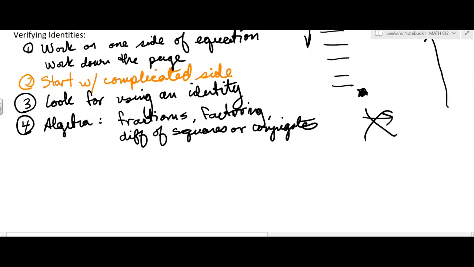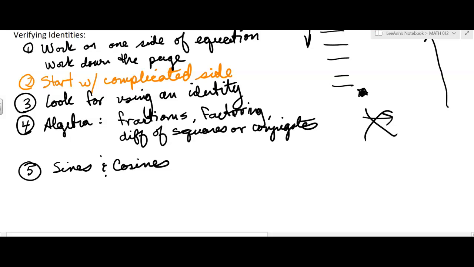And then finally, as a last resort, you might try turning everything into sines and cosines. So usually you can do that. You can take a tangent and put it in terms of sines and cosines. So sometimes that's kind of a last resort, but sometimes we do that. We just put everything in terms of sines and cosines and work with it that way.